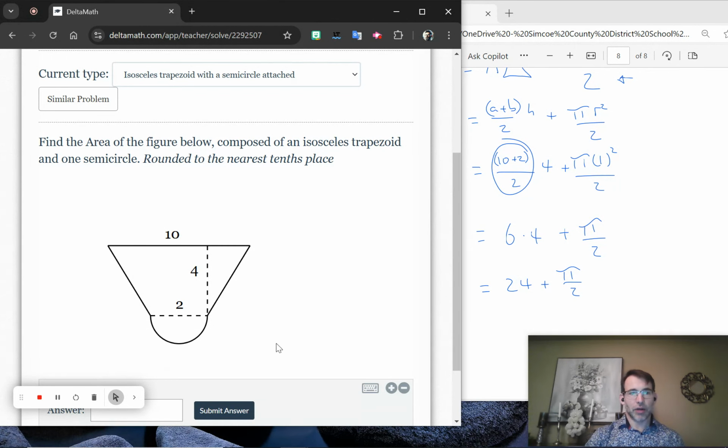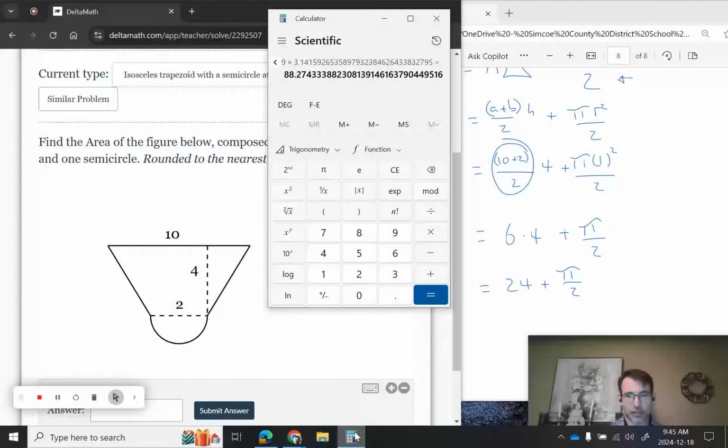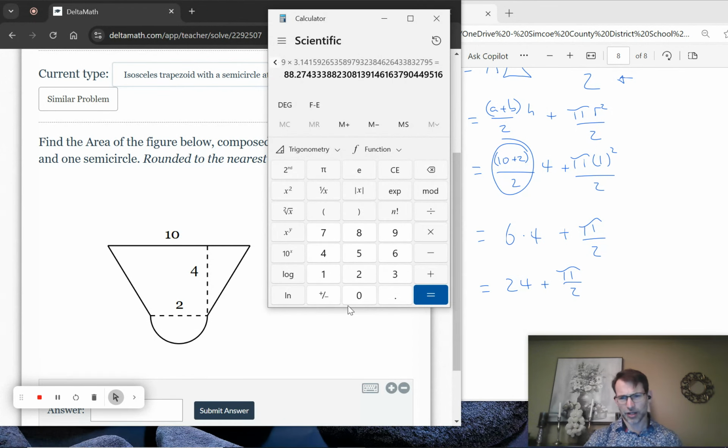So, oh, we need this rounded to the nearest tenths. Well, this is a job for a calculator. Actually, I can kind of do that in my head. It's 20 to the nearest tenths. It's going to be 25.6, isn't it? I don't know. Don't hold me to that.